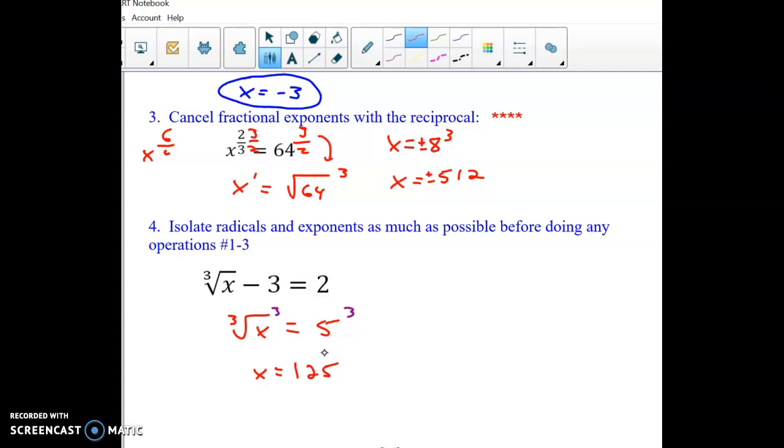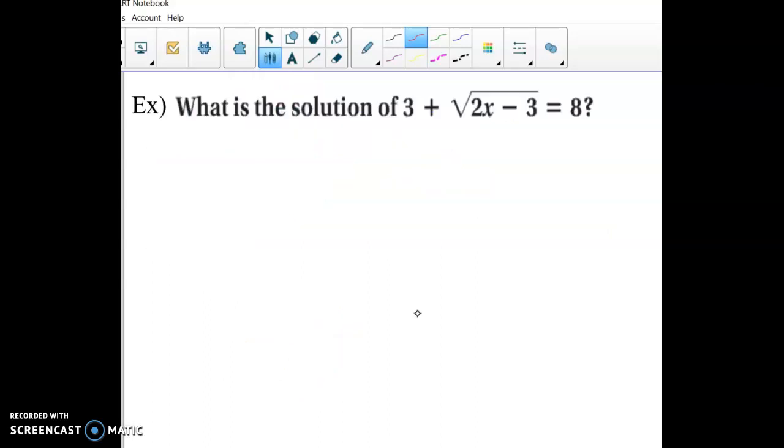And that's just 125, right? 5 cubed is not negative 125. It's just 5 times 5 times 5. So 125, just a single answer there. All right. So the rest of this is just practice problems.